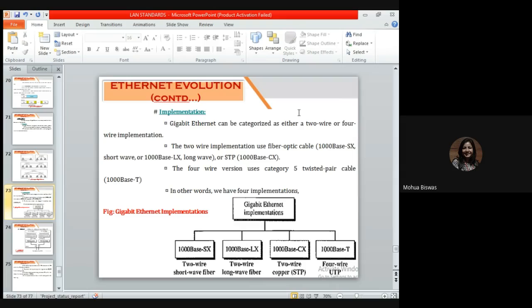The physical implementation is in two ways, the 2-wire and 4-wire implementation. The first three implementations use the 2-wire implementation, and the cable for CX is copper wire. The last one, 1000 Base-T, uses 4 wires for transmission and receiving. Because of that, the implementation of the last one is 4-wire, and the first three are 2-wire implementations.